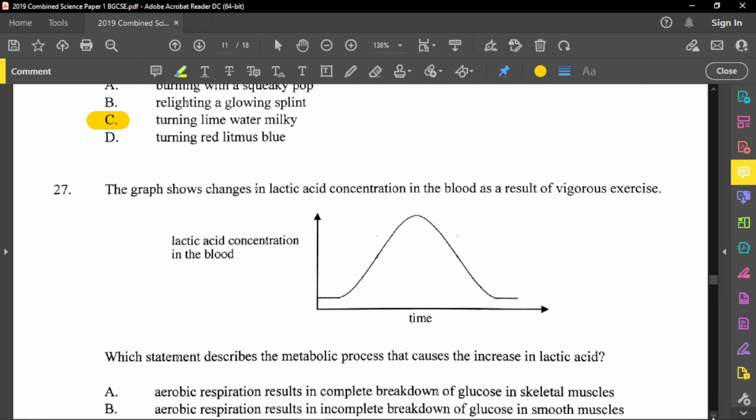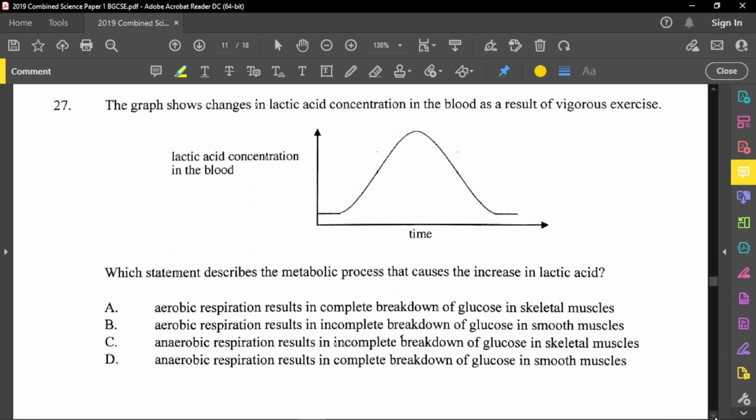Now, number 27. It states that the graph shows changes in lactic acid concentration in the blood as a result of vigorous exercise. On the y-axis you see lactic acid concentration. You can see it is low, then it increases, and it drops again over a period of time. Which statement describes the metabolic process that causes the increase in lactic acid? When you see the word metabolic, it means chemical reactions within the body.